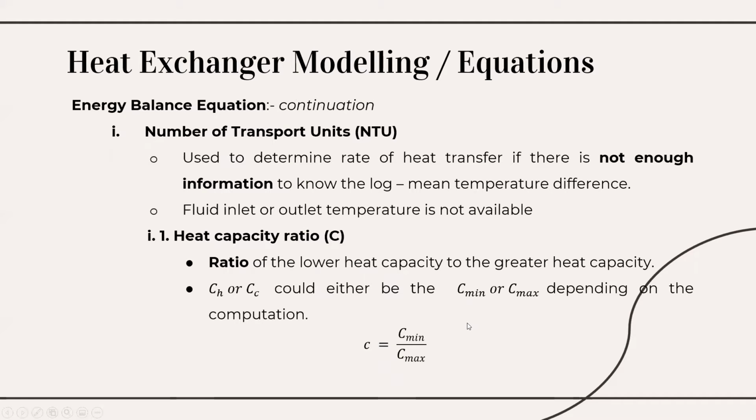The NTU, or the number of transfer units, is a method used to determine the rate of heat transfer if there is not enough information to know the log mean temperature difference. This usually happens when the fluid inlet or outlet temperature is not available. The heat capacity ratio, denoted by C, is the ratio of the lower heat capacity to the greater heat capacity. The C sub H or C sub C could either be the C minimum or C maximum depending on the computation.